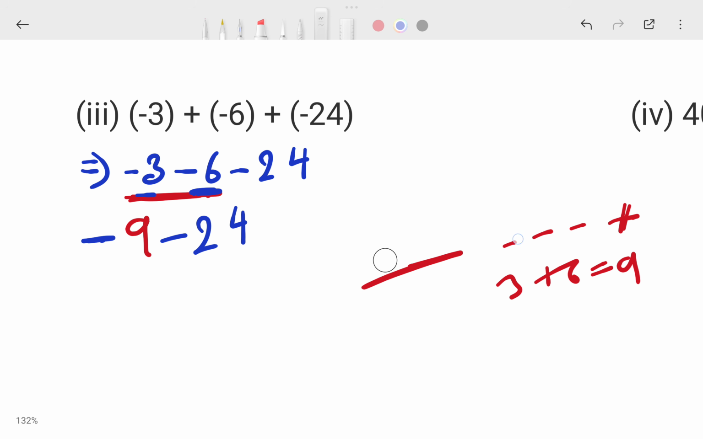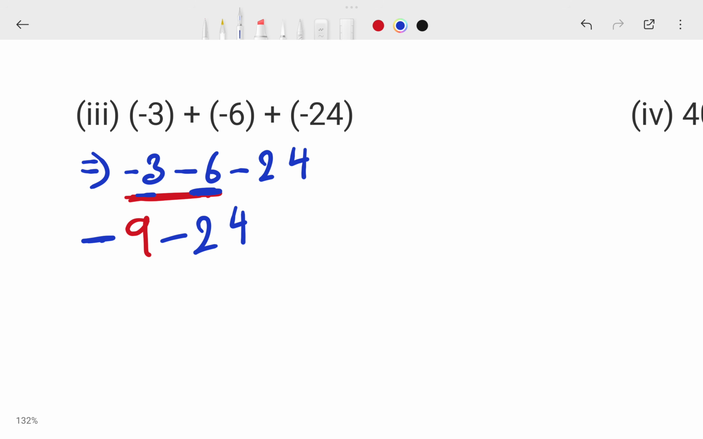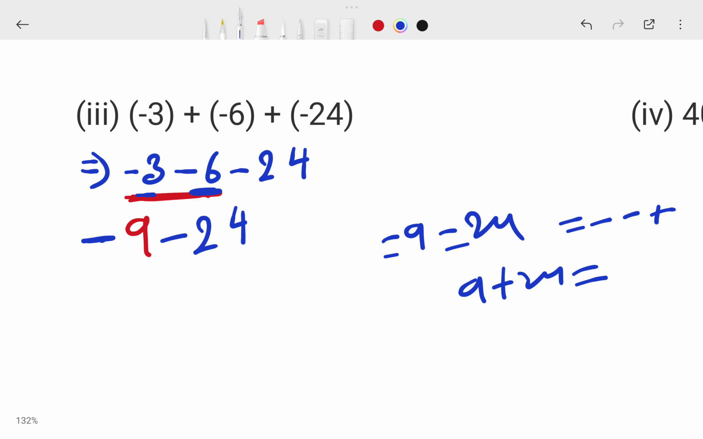Right. So now what can we do now? Now here we get 9 minus 9 or minus 24. So here we have the symbol minus minus. So the minus or minus is going to be plus only. So this 9 plus 24, it is going to be addition. So if you add this one, I think it is going to be 33. Okay, so this is going to be 33.